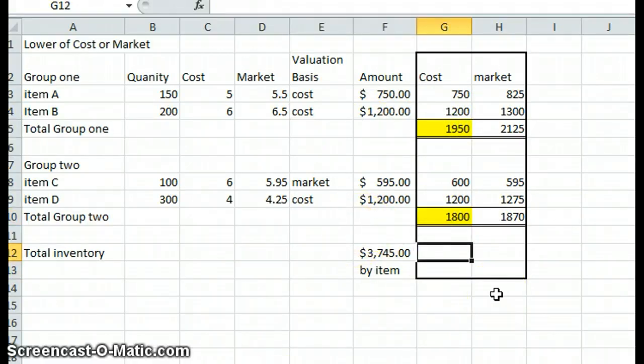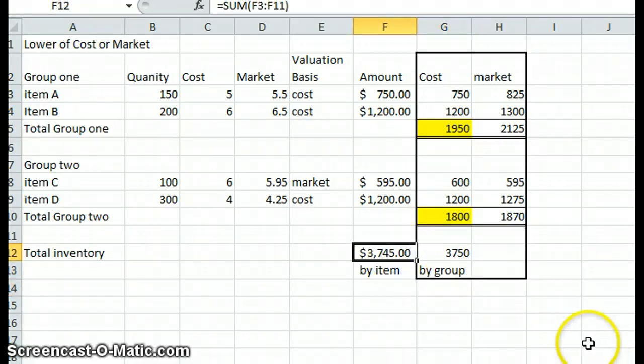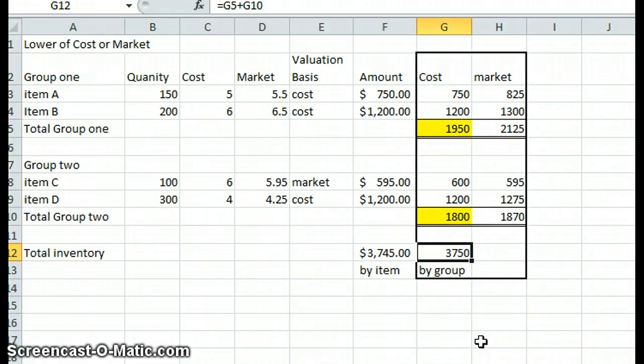So here I'm going to add the 1,950 plus the 1,800, and I'm going to call this by group. You can see that we have a slightly different number here. Here we have 3,745, and now we have a 3,750. So now what we want to do is compare the entire group valuation. So we'll add up all the cost and all the market, and we'll compare.